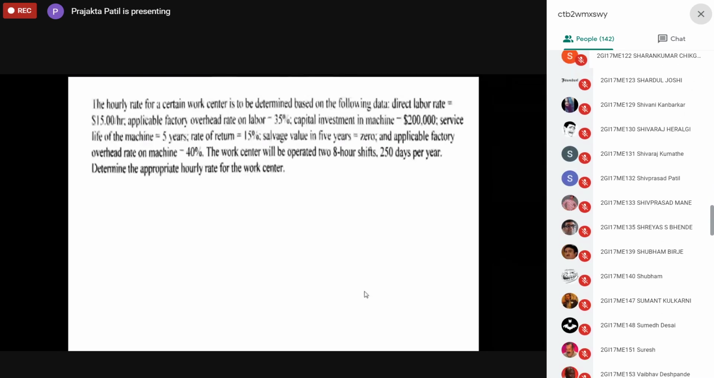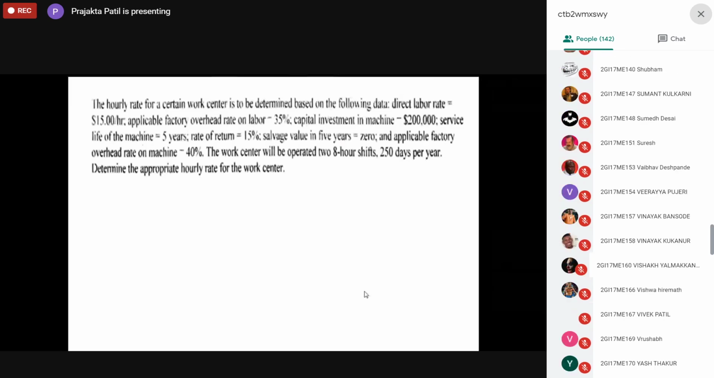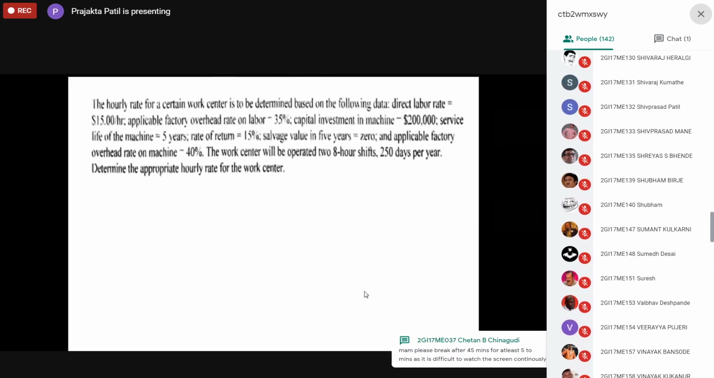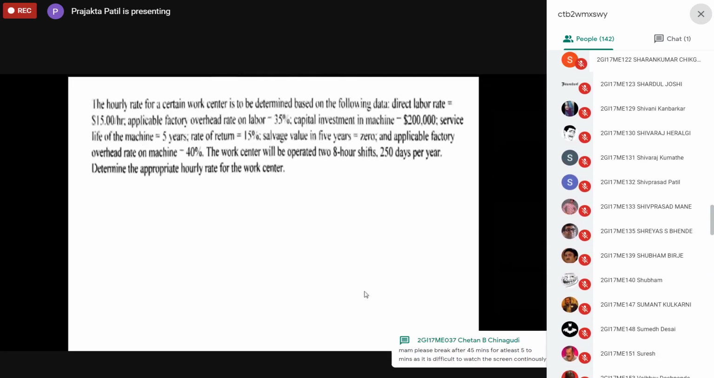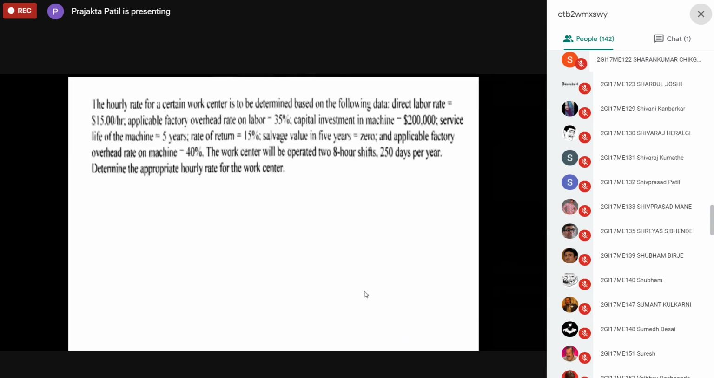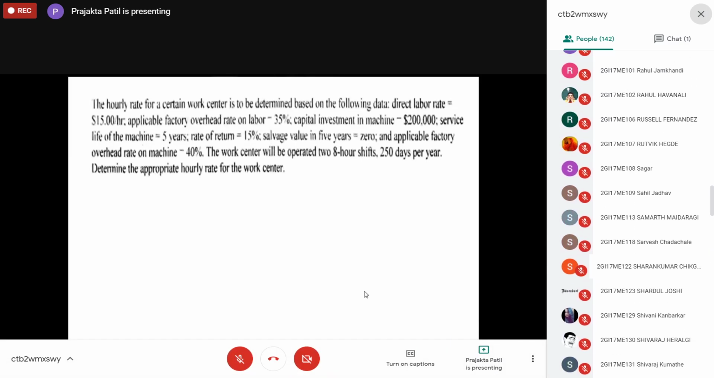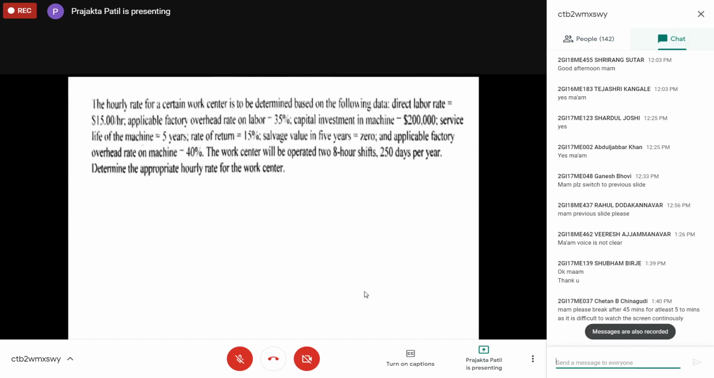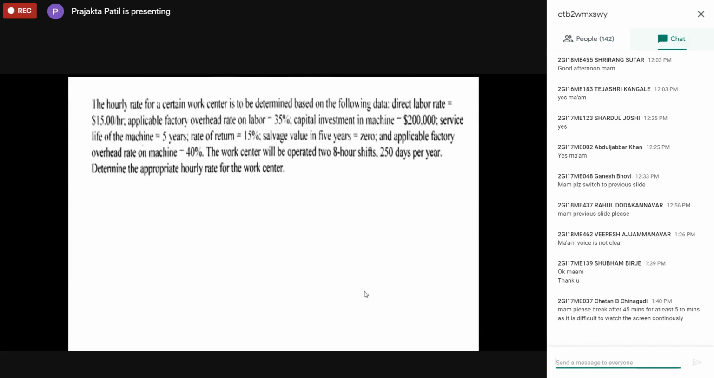If I wait for you all to complete, it will take another 10-15 minutes and you have your lab after this. So I'll just read the problem statement and show you the solution. Write down only the answers and solve the problem later. So this is problem number 3.14 from the textbook, an unsolved problem.